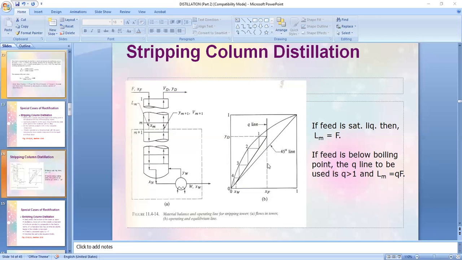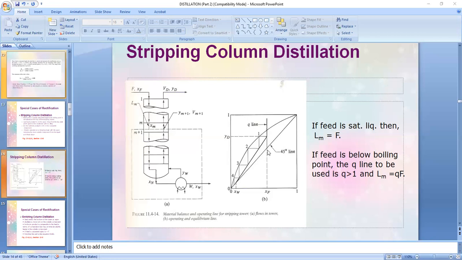So, this is your saturated liquid line, your feed line, which is saturated liquid. It's drawn right on the 45-degree line. It's vertical because q is equal to 1. And you start off with the mole fraction of the feed in here.